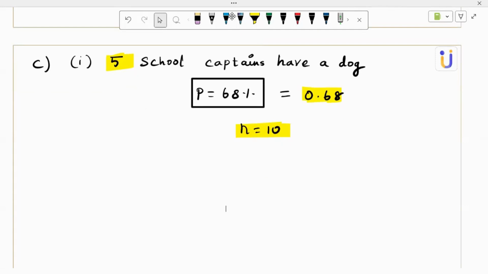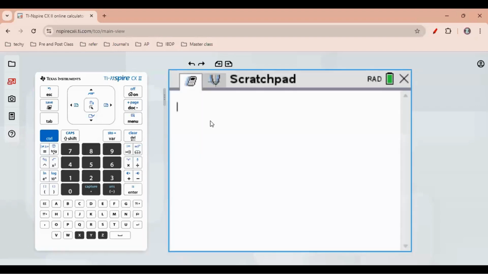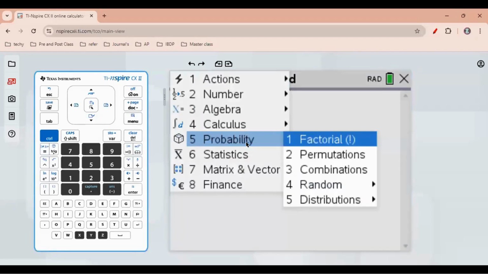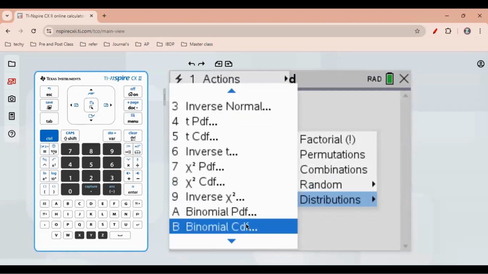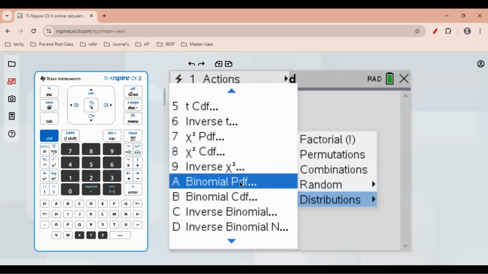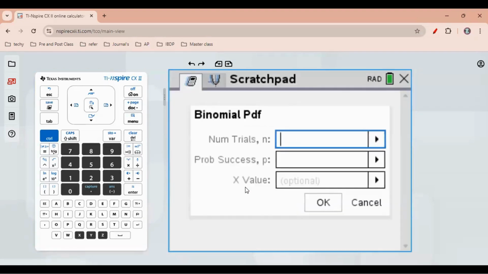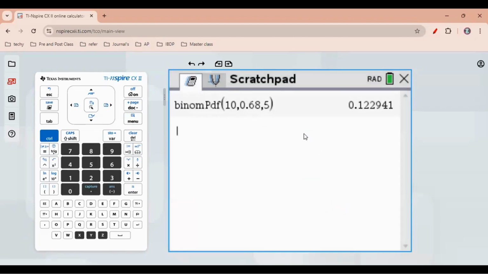Now let me switch to the calculator page. Quite simple. We have all the data. Go to the calculator menu. In the probability, go for distributions. We have a lot of distributions here. We are working on binomial and you might see 2 things: Binomial PDF, binomial CDF. Choose PDF when you're solving for exact. We are solving for exactly 5 captains, so PDF. Number of trials is 10. Probability of success is 0.68 and the X value is 5. So this is what we got.